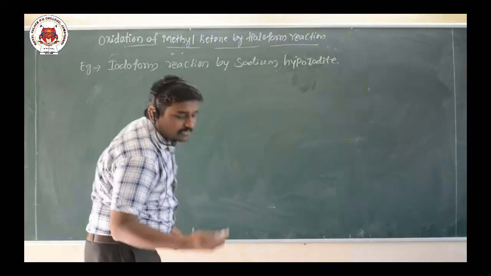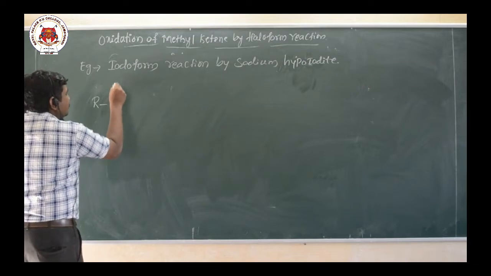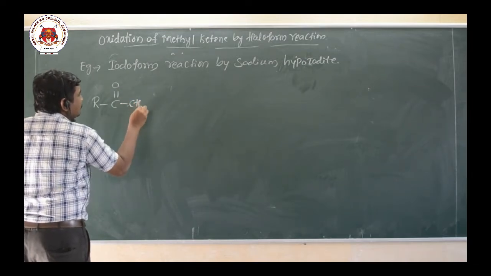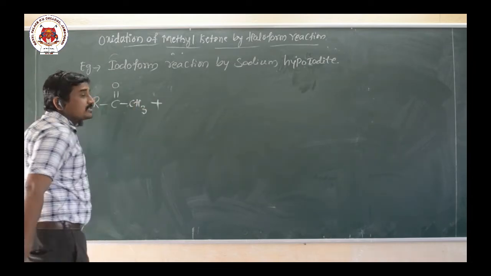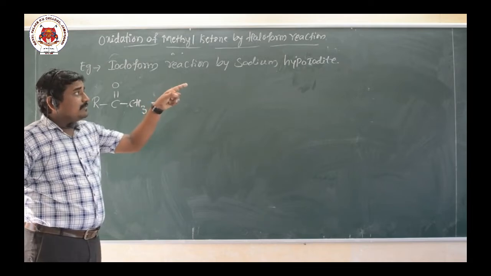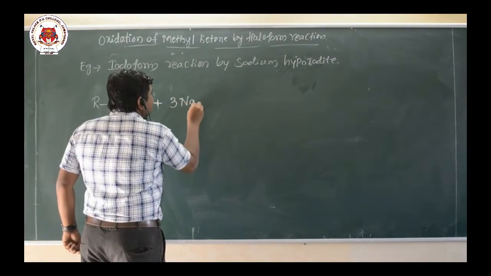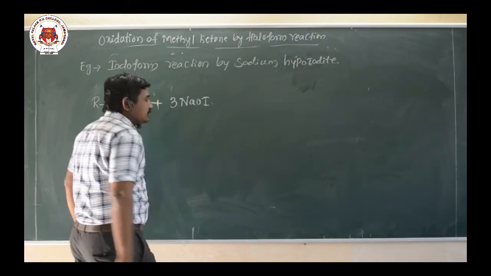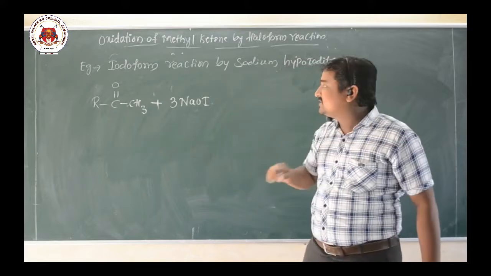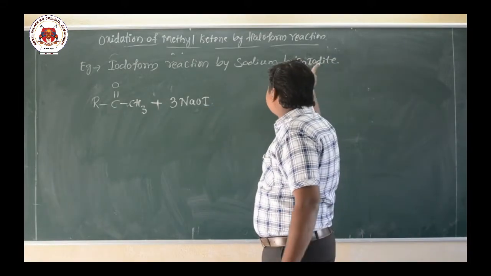So I will take one general reaction. According to this condition, the carbonyl carbon of the ketone attached to at least one methyl group will undergo oxidation in presence of sodium hypohalite. Here I have taken the example sodium hypoiodide. The formula is NaOI, because already we know that sodium hypohalite means NaOX. Instead of that X, I have taken iodide here.